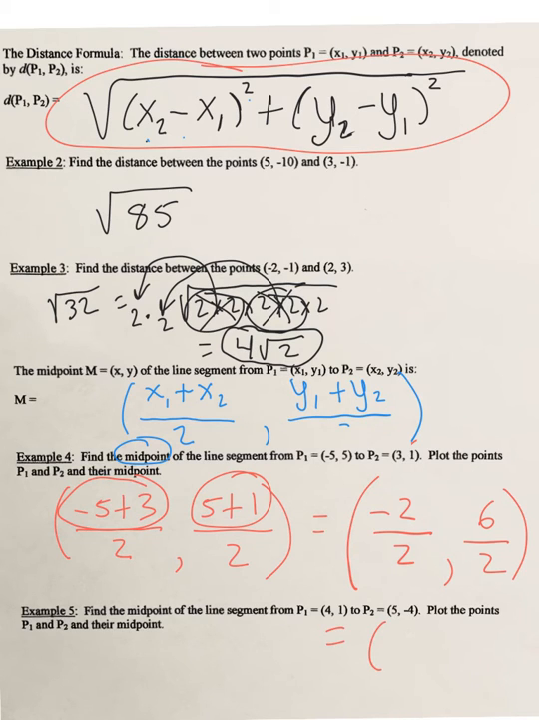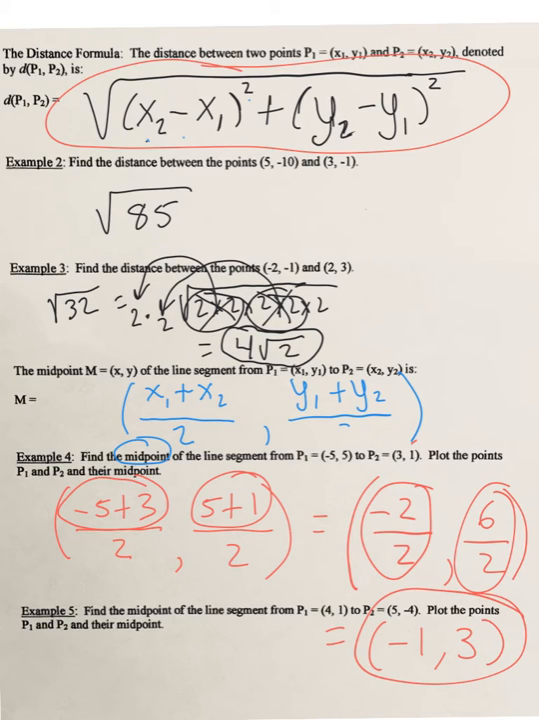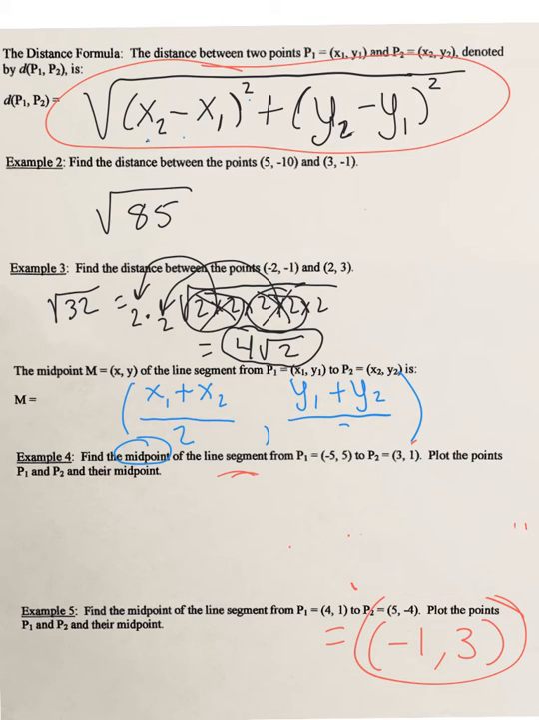Now let's see if we can simplify. We said we divide by 2 last, if it is divisible by 2. Here it is, -2 divided by 2 is -1, comma, 6 divided by 2 is 3. So I get a final answer of -1, 3. Let me erase and move that answer up. So -1, 3, final answer for midpoint.